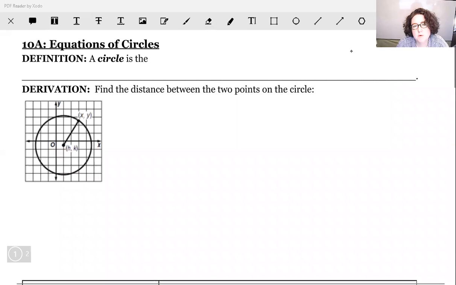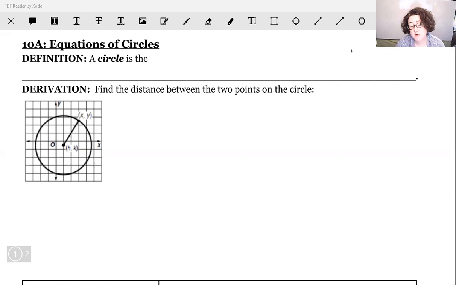In today's video, we're going to be looking at equations of circles. Now, let's take it back to basics. When you're thinking about what a circle is, it's actually always going to have a center, and the edge of the circle is always going to be the same distance away from that center no matter where you measure it.